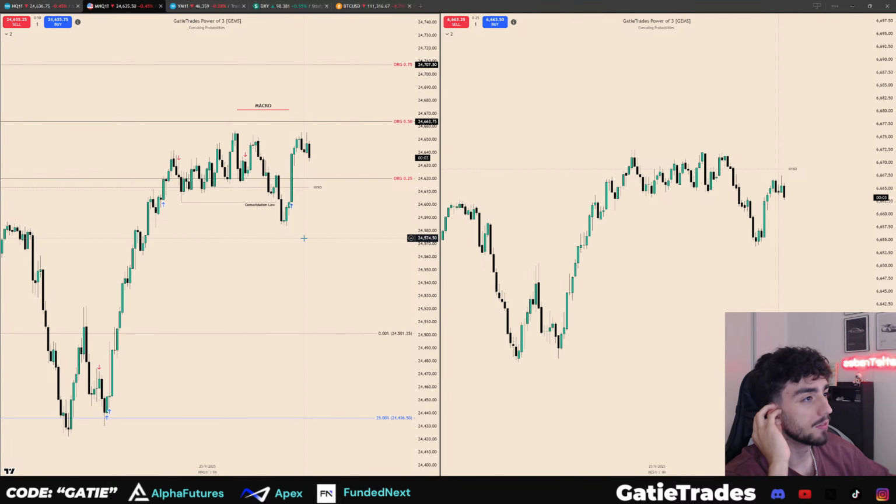There's a 72% chance on any given day to reach 50% of the opening range gap within the first 2 hours, being 9:30 to 11:30. So we have 10 more minutes and we haven't reached it. So you could argue that there's a 72% chance that we get there.